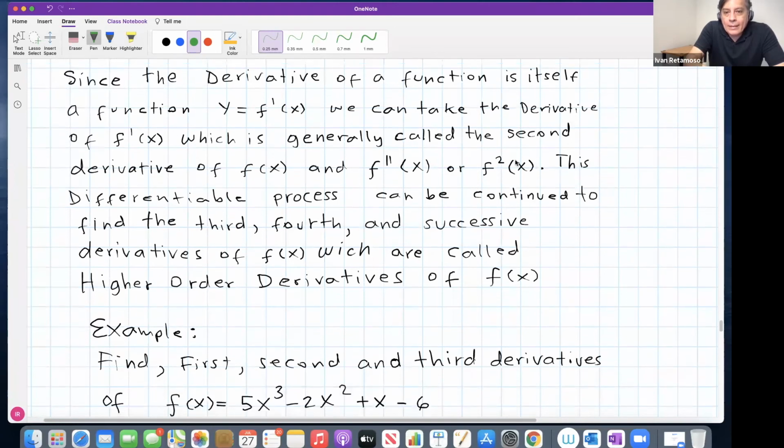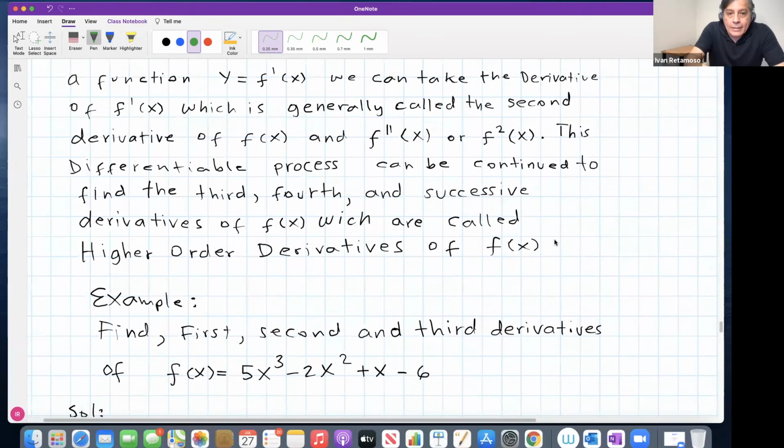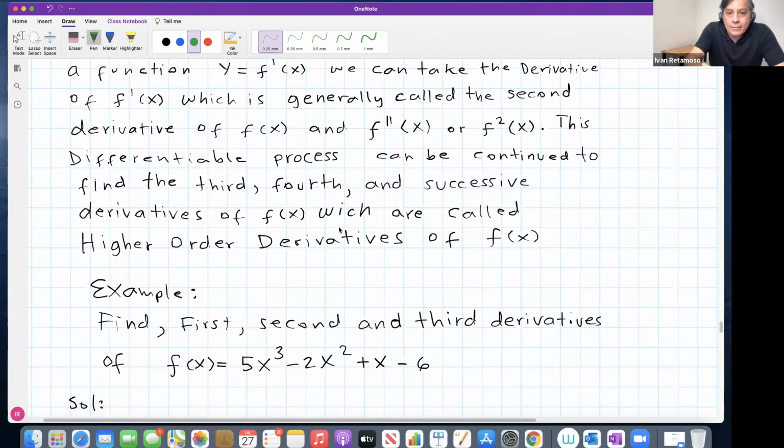So this differentiation process can be continued, right? To find the third derivative, fourth derivative, and successive derivatives, right? If you take the derivative of the second derivative, then you get the third derivative. The derivative of the third derivative will be the fourth derivative, right? And so on, right? And these successive derivatives are called higher order derivatives of f of x.